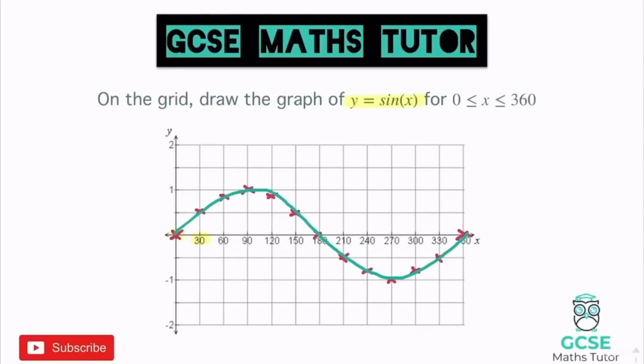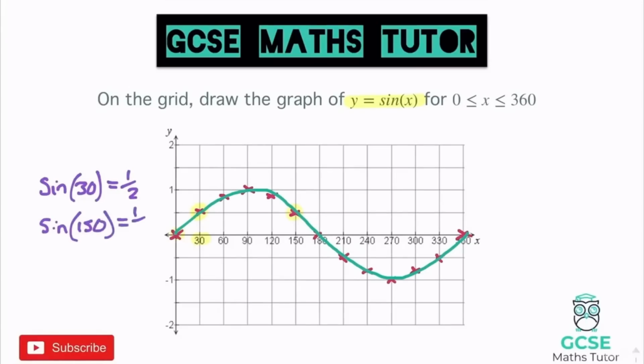There's something worth noting with these values, the fact that sine 30 was the same as sine 150. Let's just draw that out. We've got sine 30 that equals a half, and you also had sine 150 that equalled a half as well. There we go.